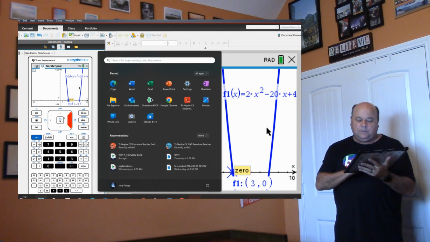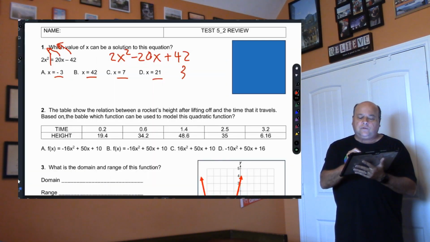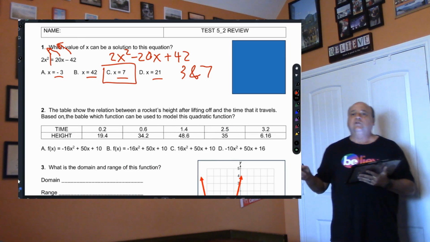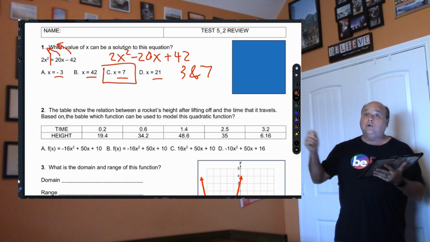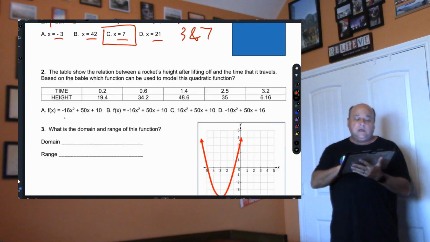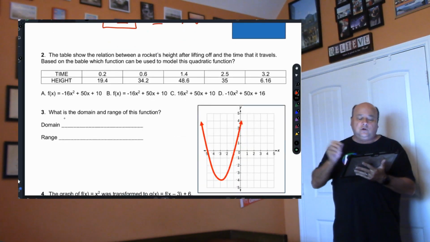So I'm going to go to my paper. The zeros were 3 and 7, and C is going to be the right answer. So the parabola crossed the x-axis at 3 and 7. Those are the zeros. Those are the solutions to the equation. Number 2, you're going to have to do this.